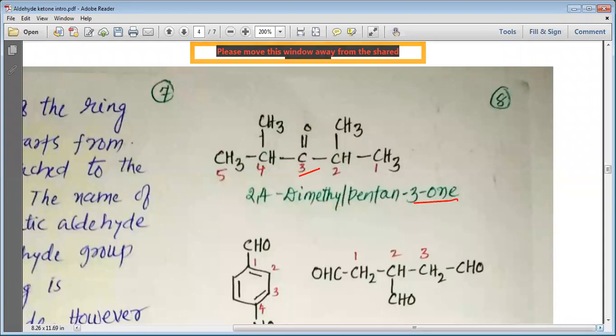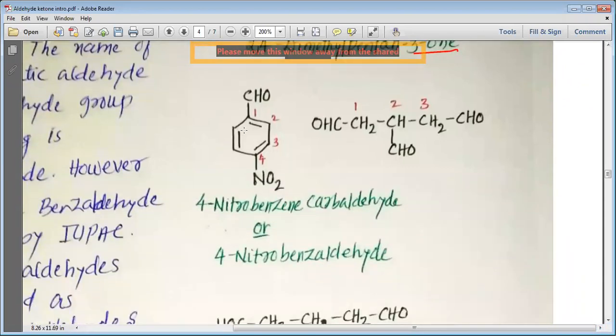Same way, my dear students, we can go for the aromatic compounds. This is 4. You can clearly see this carbon is 1. So 1, 2, 3, 4. 4-nitrobenzene carbaldehyde, or we simply call it 4-nitrobenzaldehyde.